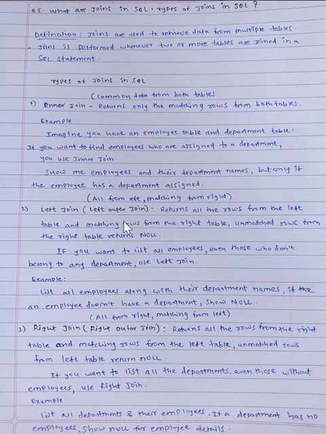Full outer join returns all the rows when there is a match in either table. Unmatched rows from both the tables return null. That time we use full outer join. Cross join returns the Cartesian product of both the tables. Every row in the first table is matched with every row in the second table. That time this cross join concept is used. Cross join is also called Cartesian product. Next is self join. It joins a table with itself, treating it as two different tables. That time we use self join.